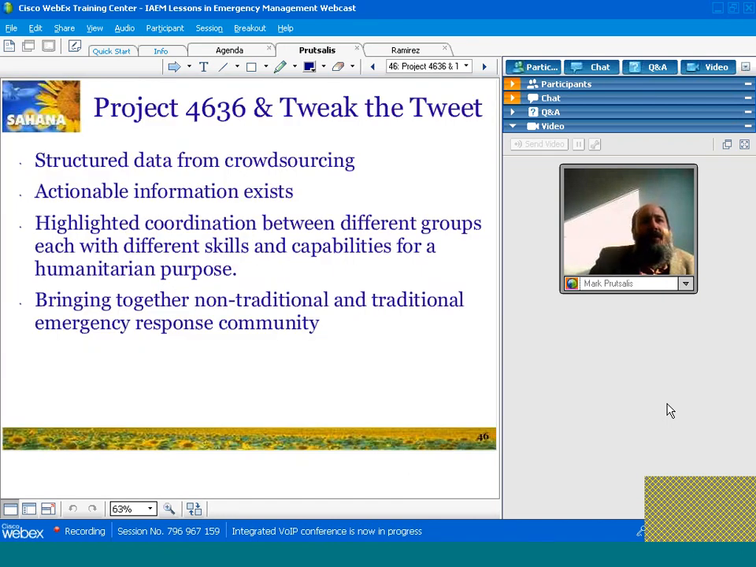So the lessons that come out of these two projects are really that they are excellent examples of getting actionable information in a structured format from non-traditional sources. And they also highlighted the effective coordination between different groups, both traditional and non-traditional disaster response organizations, each of whom brought distinct and different skills and capabilities for the humanitarian purpose of helping the victims of the earthquake in Haiti.